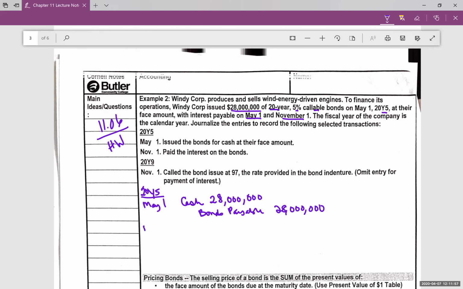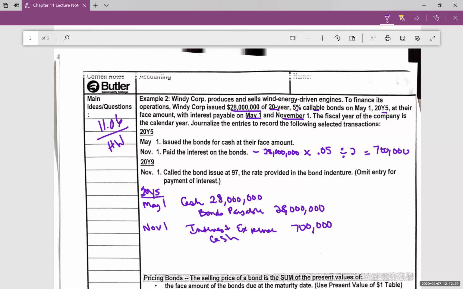Then on November 1st, it's time to do that first payment. Let's go ahead and calculate that. We're going to take the 28 million times the 0.05 and divide that by 2. And that number is 700,000. So when we record the interest expense, this is just going to be a 2-liner. Interest expense is 700,000, cash, credit 700,000. Those are the payments made to the bond holders.